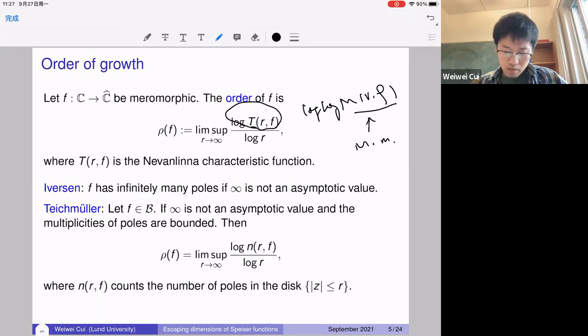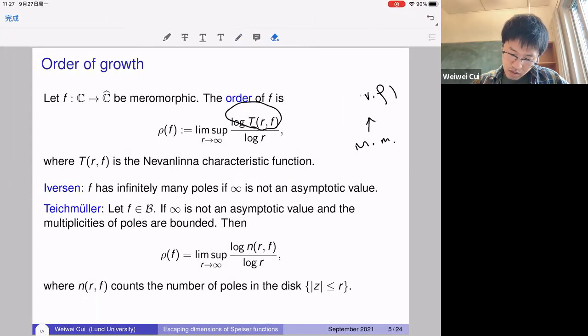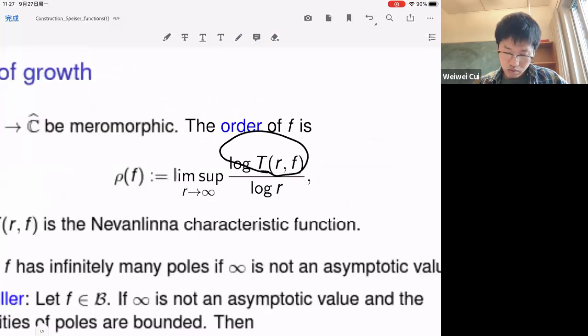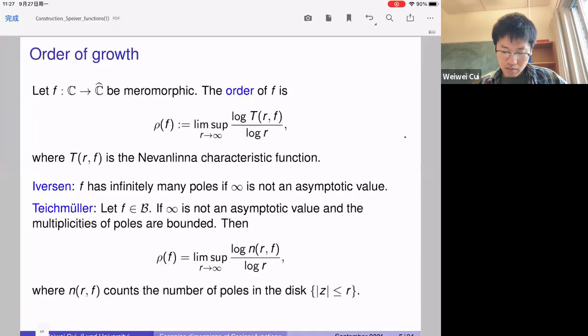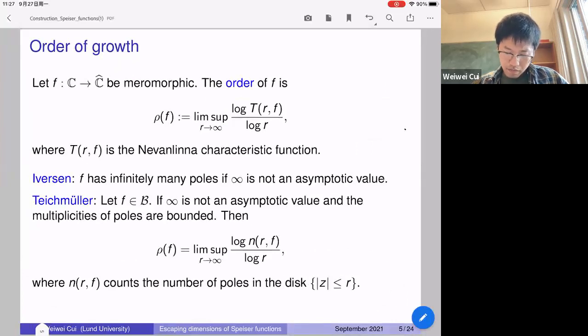In general, for meromorphic functions, if infinity is not an asymptotic value, then it must have infinite order. This is the result of Iversen. On the other hand, if infinity is not an asymptotic value, but the function belongs to class B with some additional assumption on the multiplicity of poles, for example if the multiplicities of poles are bounded, then you can compute the order of growth of the function by the counting function of the poles.